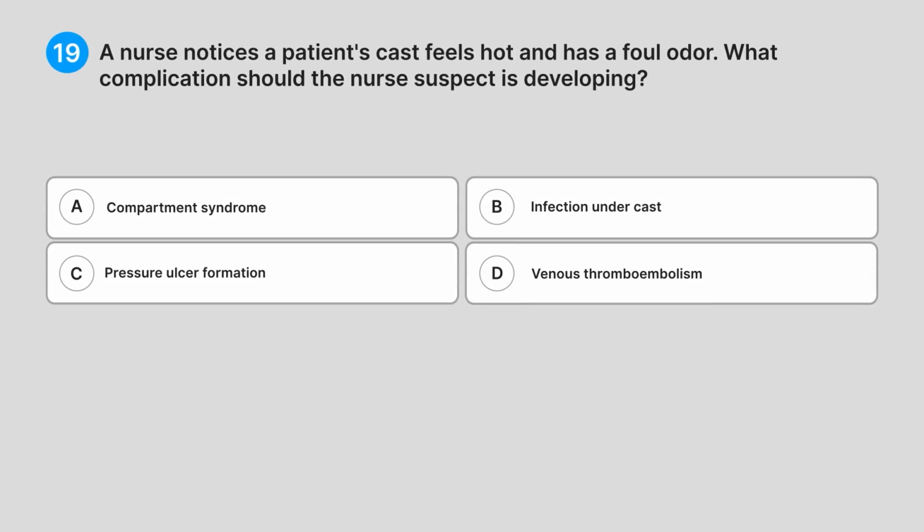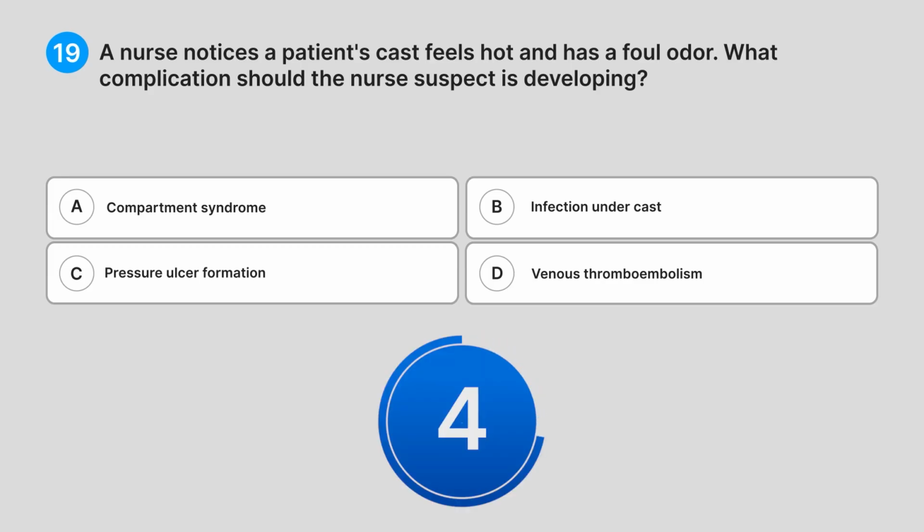19. A nurse notices a patient's cast feels hot and has a foul odour. What complication should the nurse suspect is developing? A. Compartment syndrome. B. Infection under cast. C. Pressure ulcer formation. D. Venous thromboembolism. Can you guess the answer?